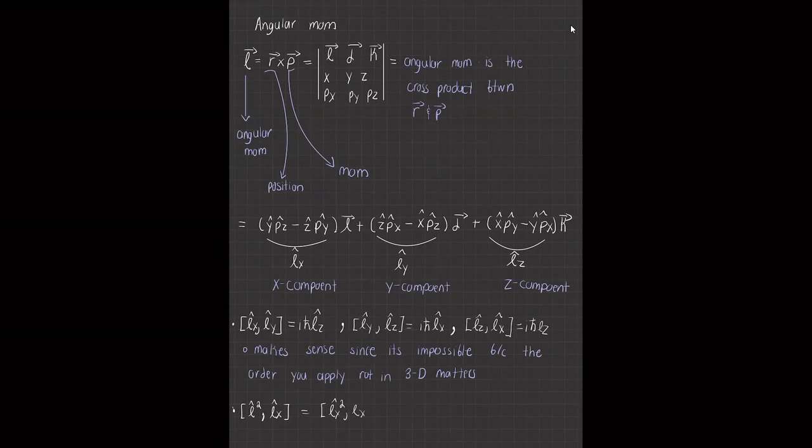If you transform these terms into operators and do commutator relations, you find that the commutator of one direction with another gives you i h bar times the operator of the other direction. And if you do this in reverse, it'll be the negative of that.